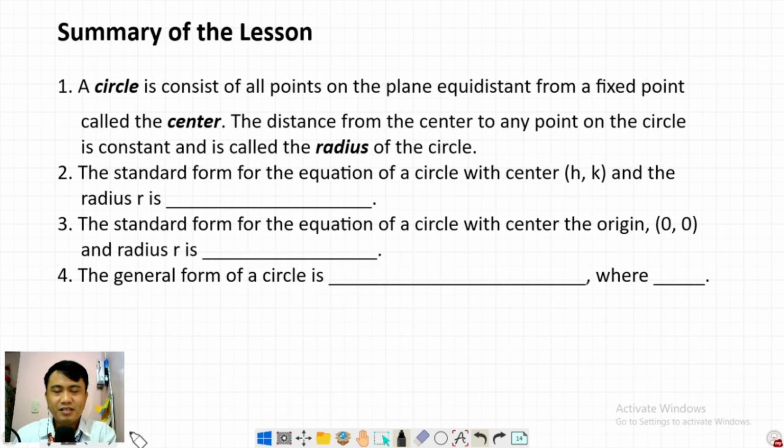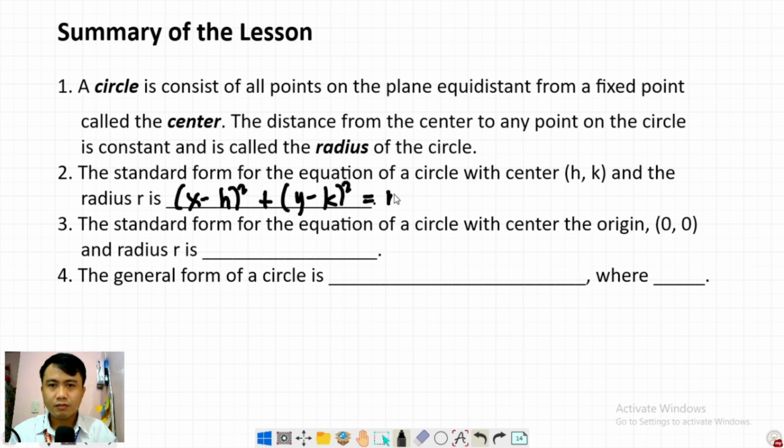Yan. So, i-summarize natin, no, yung napag-aralan natin dun sa lesson. Okay, so, circle, number 1, circle consists of all points on the plane equidistant from a fixed point called the center. The distance from the center to any point on the circle is constant and is called the radius of the circle. Yan. So, next one, number 2. The standard form of the equation of a circle with center (h, k) and radius r is, ito po yon, (x - h)². Huwag niyong kakalimutan yan. Tandaan niyo po ito, ha? Para hindi tayo mahirapang mag-solve. Yan. That is the standard form with center (h, k).